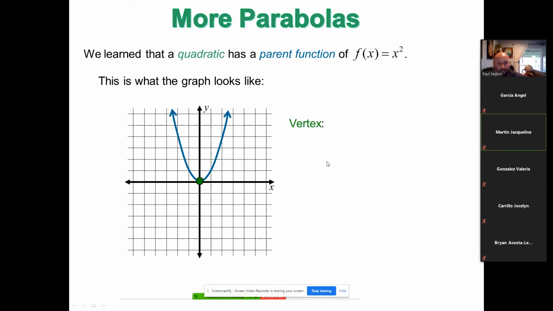Remember the vertex is here at the tip. It's always that bottom, or if it opens down, that top part. So it's that spot right in the center there. And that vertex is 0, 0, because that's the origin. The AOS, or axis of symmetry, splits your graph in half. You draw a line right at the halfway point, and remember the AOS always goes through the vertex. The AOS on the parent function is x equals 0, just like on the warm-up.